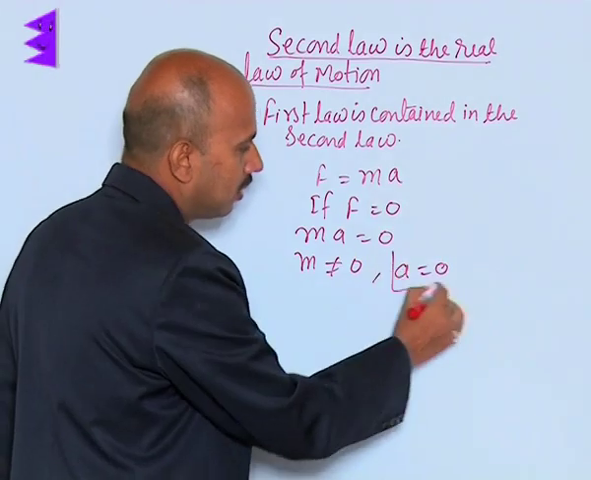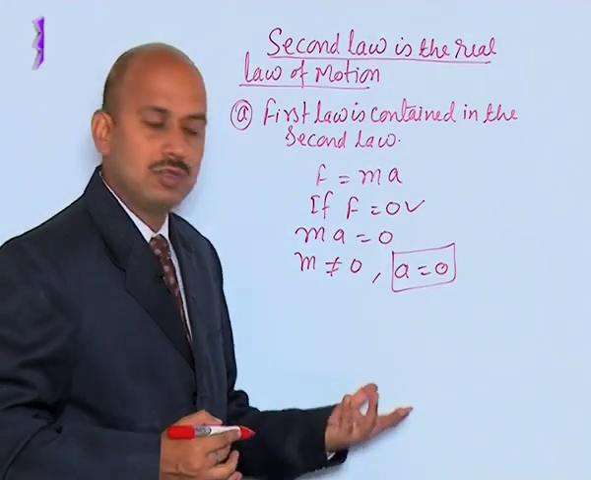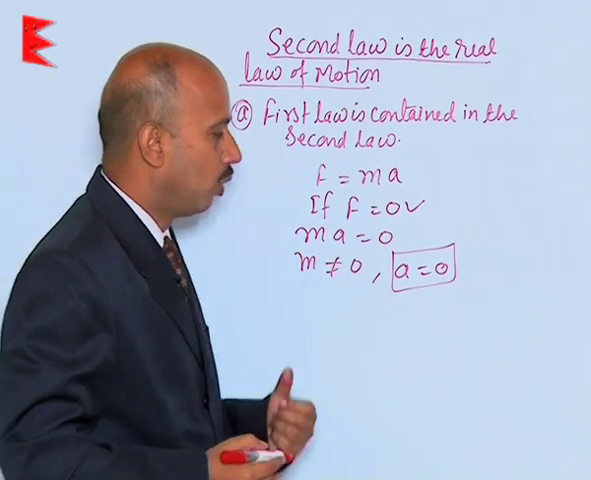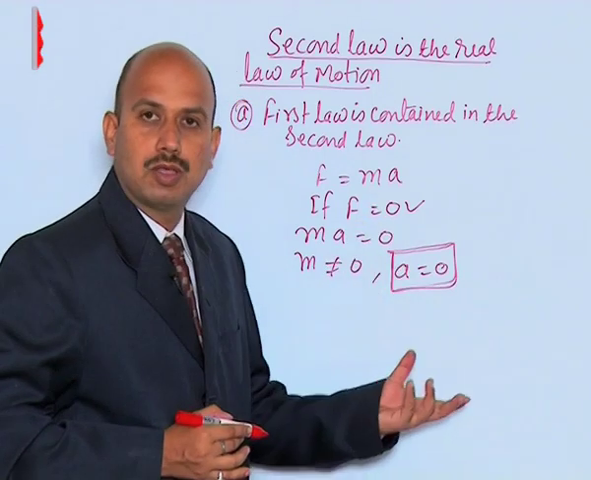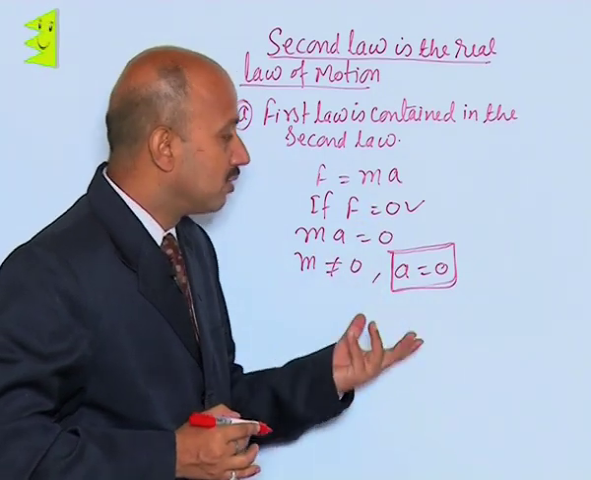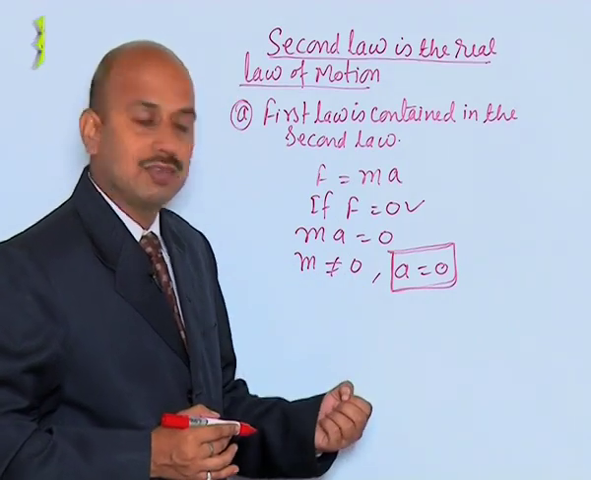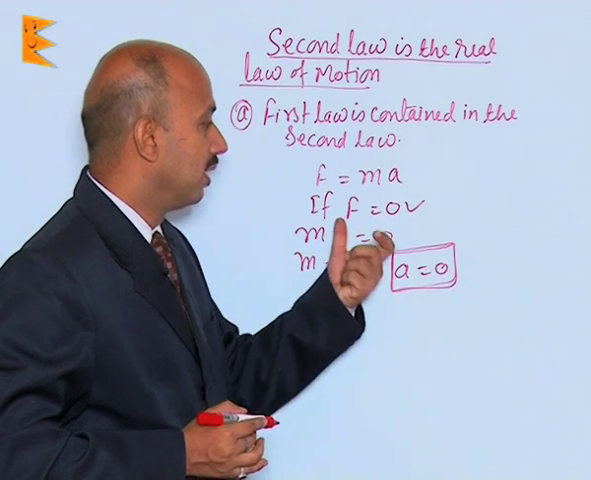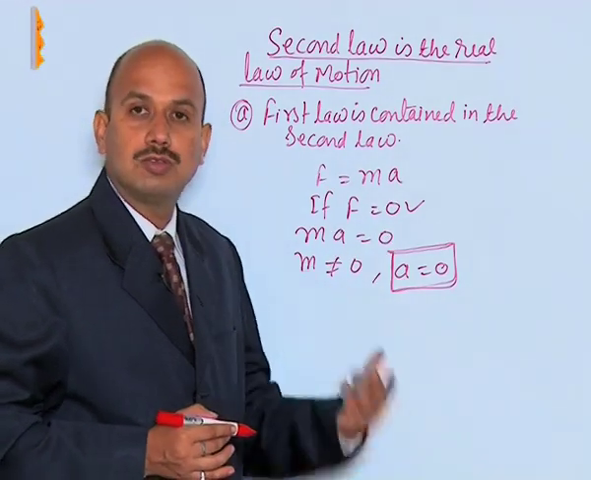It means if F is equal to 0, if the net external force on the body is 0, its acceleration will be equal to 0. It means if there is no external force, the body cannot accelerate. A body can have acceleration only if the net external force is non-zero.